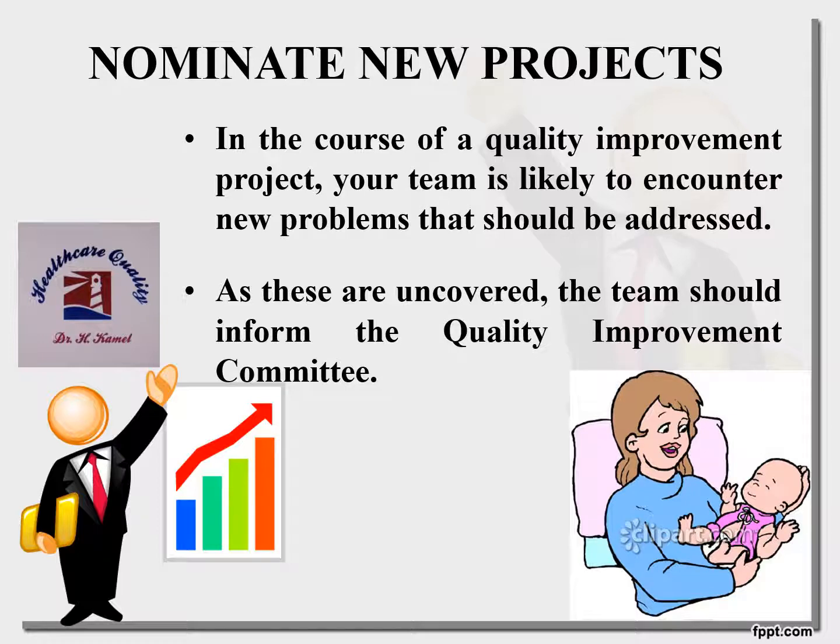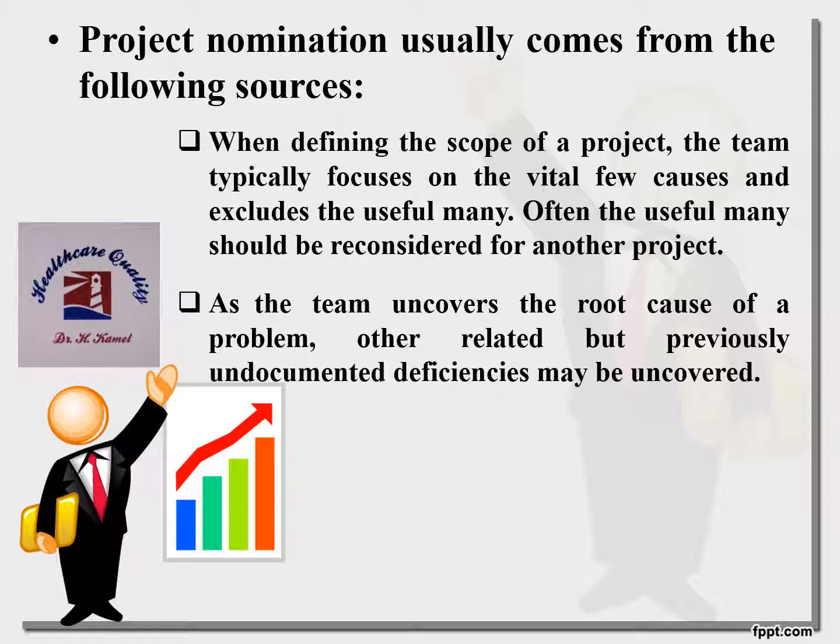Nominate new projects. In the course of a quality improvement project, your team is likely to encounter new problems that should be addressed. As these are uncovered, the team should inform the Quality Improvement Committee. Project nomination usually comes from the following sources. When defining the scope of a project, the team typically focuses on the vital few causes and excludes the useful many. Often the useful many should be reconsidered for another project.